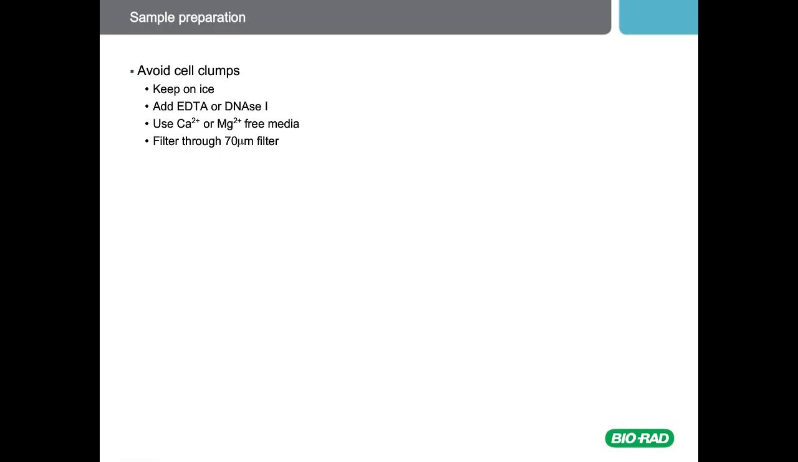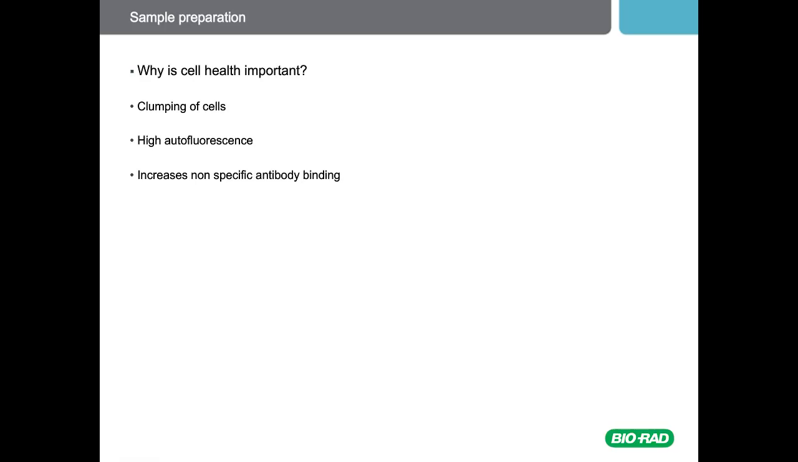So, why is cell health and viability so important? Well, in flow cytometry, the quality of your data will be determined by the quality of your sample. The quality is determined by the viability and yield of your cells. A high number of dead cells, as we have already discussed, can lead to clumping of your sample, making it no longer a single cell suspension. And a high number of dead cells can also result in high autofluorescence and can lead to an increased amount of non-specific antibody binding.